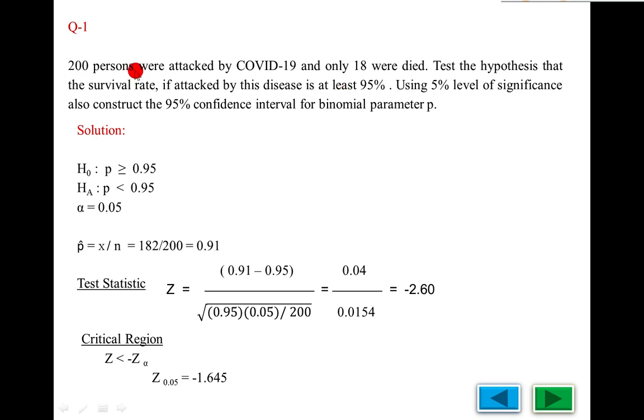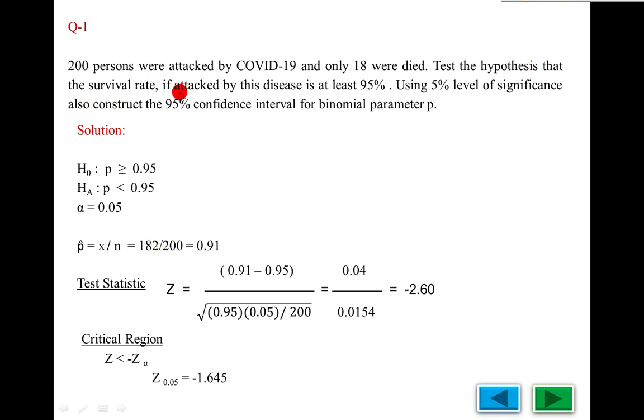So N is 200; 200 were attacked by COVID-19 and only 18 died. And died means this is the failure. X represents the success. Out of 200, 18 died means 182 survived. So P, the proportion, population proportion or parameter value, the binomial parameter P, this represents the success. The success rate is 182 out of 200, which is 0.91.